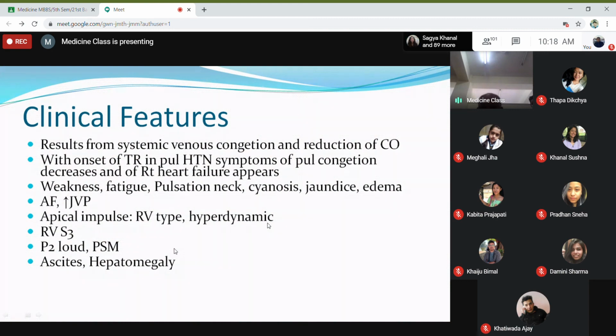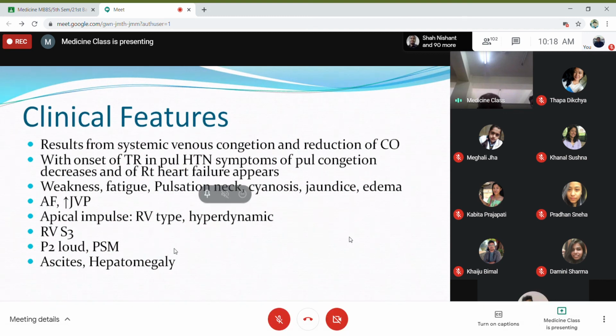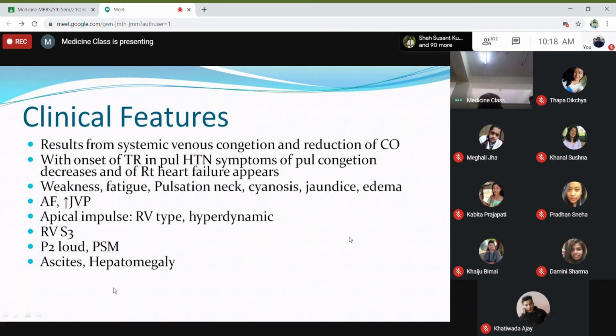And if you remember, you'll find a similar picture in a COPD patient who has got cor pulmonale as well. Because cor pulmonale is the dilatation of the right heart, the patient may have these features in COPD because of right heart failure.